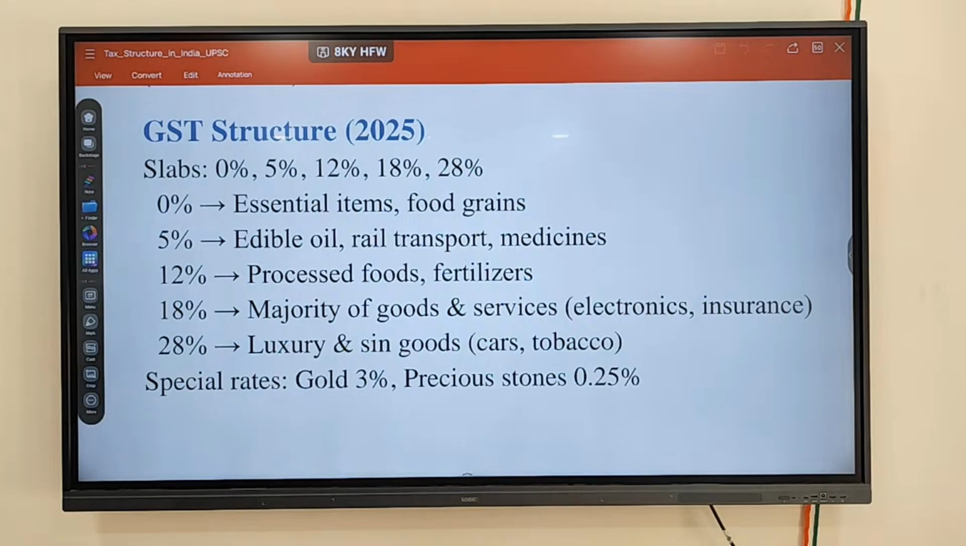That is a special rate for gold and for unpolished precious stones, that is diamonds. Okay. What are essential items? Already all is covered. Essential items means the vegetables, the fruits. And also just check whether the milk comes under 0 or 5 percentage.